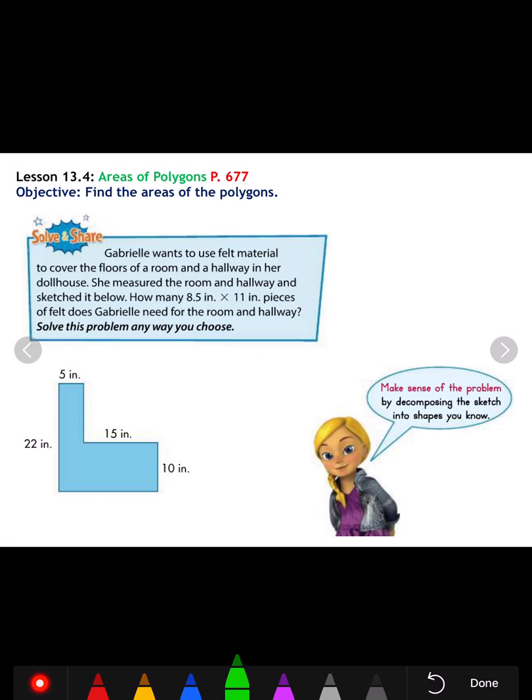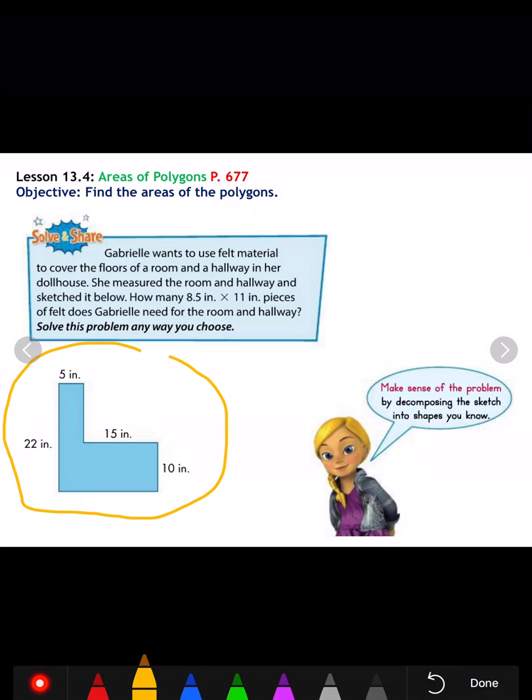Here on this page, we need to find the area of this polygon. This is a polygon because all the sides are line segments and it's closed. It's not open, so we call it a polygon. Now, we can read this and make sense of the problem by decomposing the sketch into shapes. This is an irregular shape, so I need to cut it into shapes that I know.